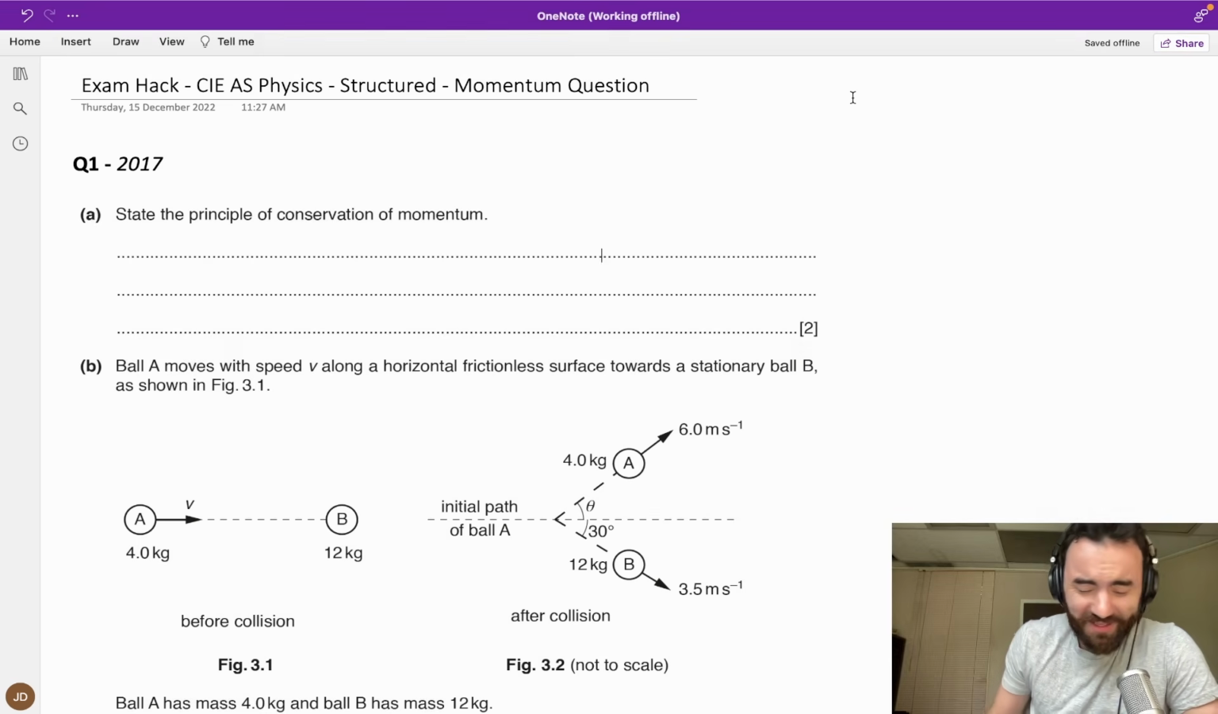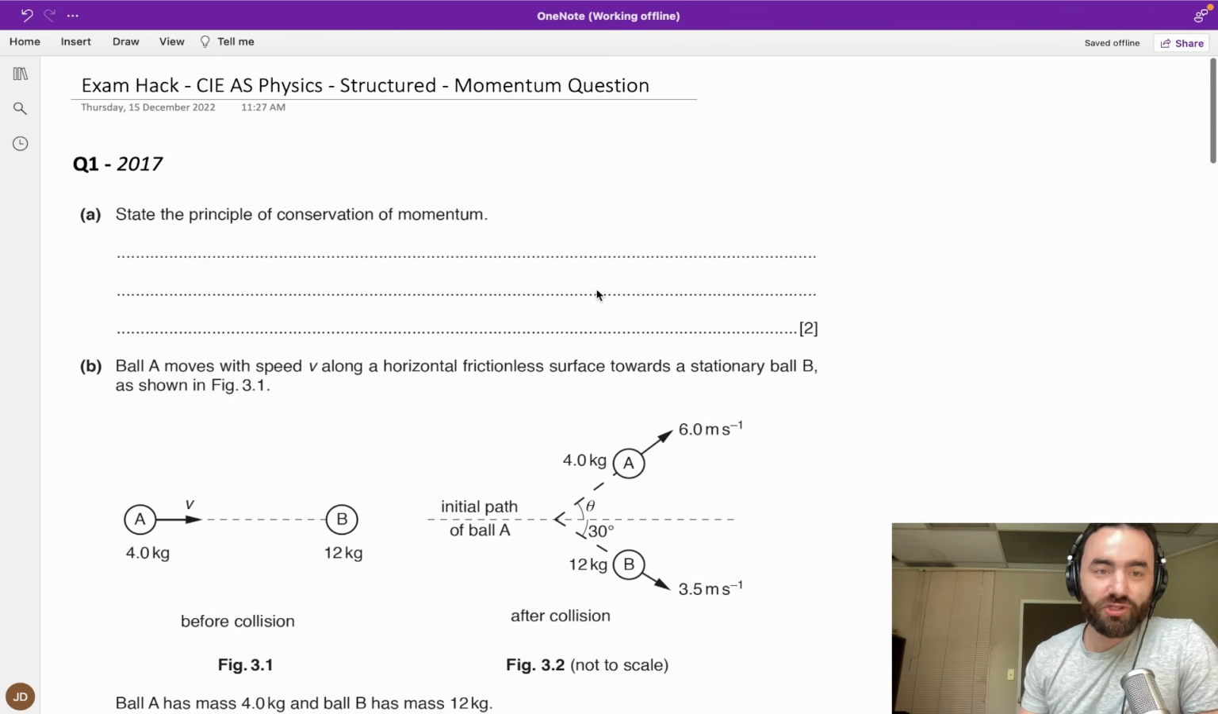Let's do some questions. Exam questions, my favorite. Okay, so we'll be doing 2 today, and it will cover pretty much everything. And you'll see as you go through the worksheet, they're pretty similar. I'm seeing some serious similarities in this question. So state the principle of conservation of momentum.